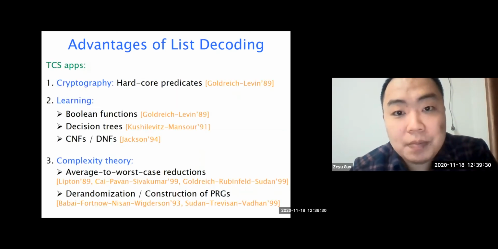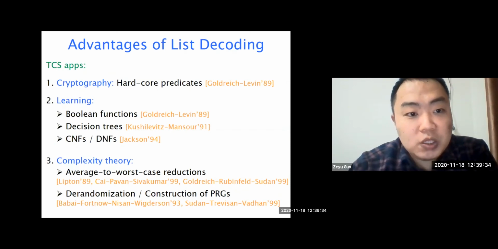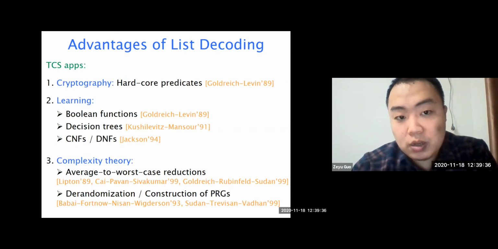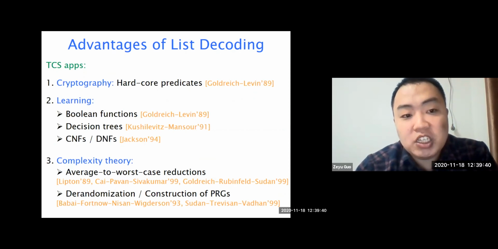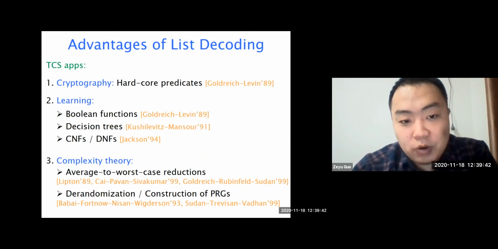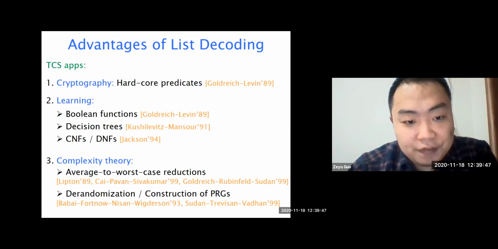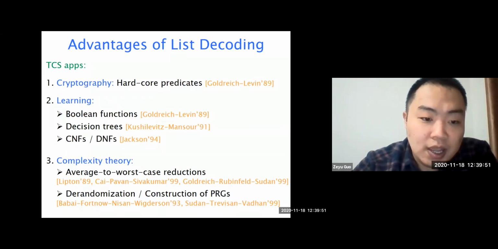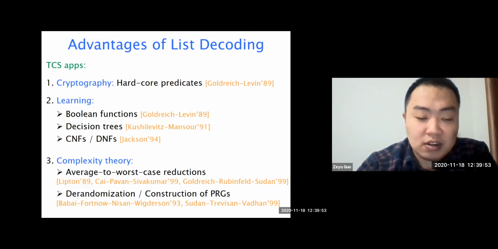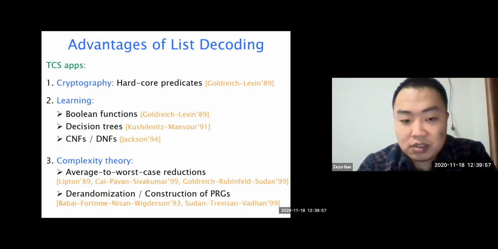So here I list some applications in TCS. List decoding is used in cryptography to prove hardcore predicates. It has applications in learning theory to learn Boolean functions, decision trees, and DNFs. And in complexity theory, it has applications to average case to worst case reductions, hardness amplification, randomization, construction of pseudorandom generators, etc.